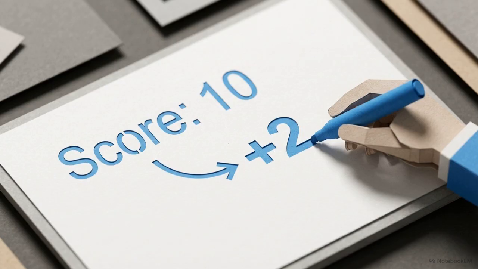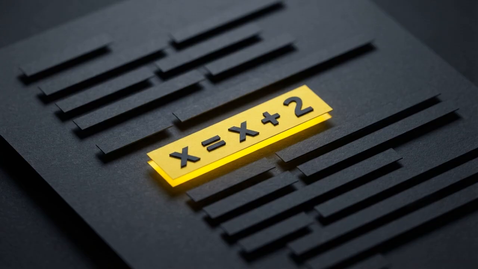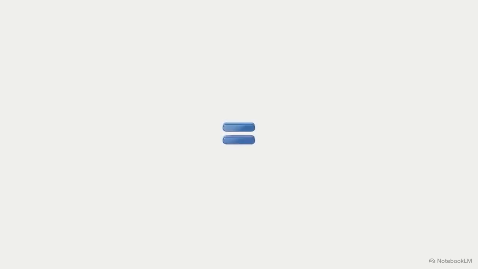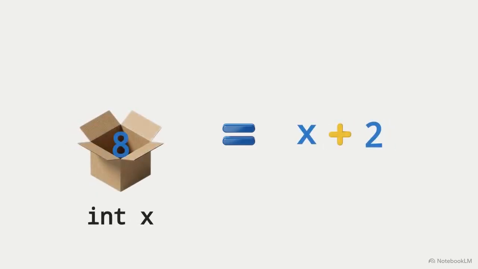Often, you will want to update a box based on what is already inside it. You might write a line like x equals x plus 2. This tells the computer to perform a quick update. The equal sign acts as an assignment operator. It tells the computer to finish the math on the right side first, and then put the result into the box on the left.